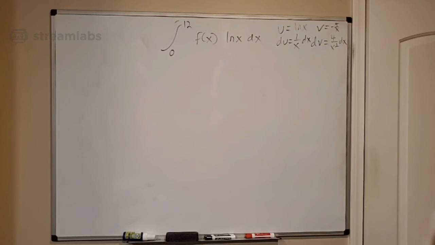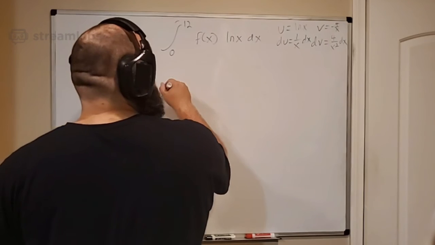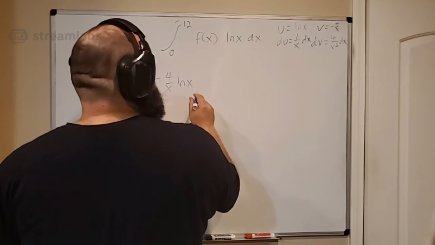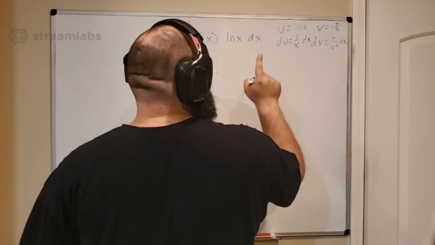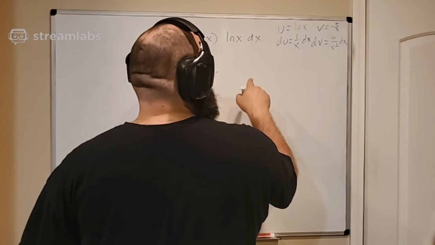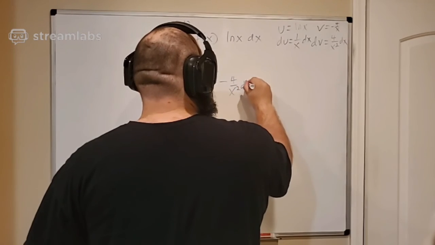So then at that point, we get negative 4 over x times ln x minus the integral of negative 4 over x squared dx. Which at that point, that's a relatively easy antiderivative to take.